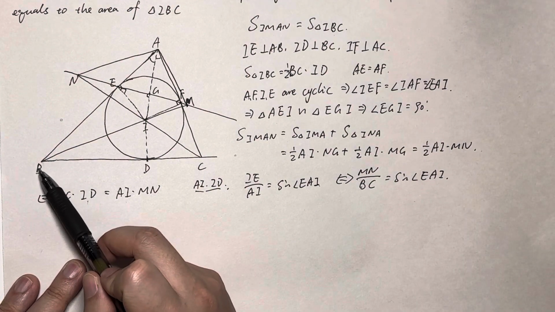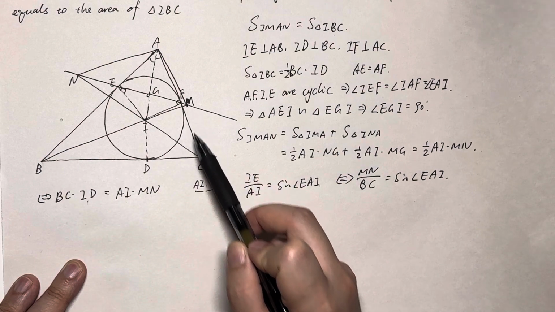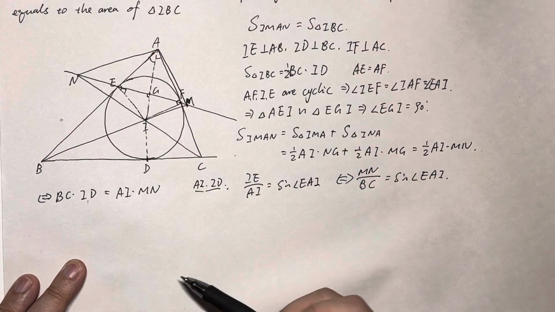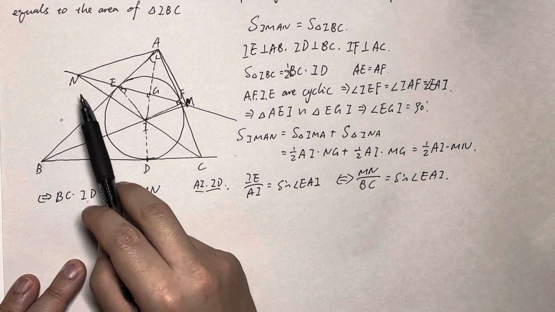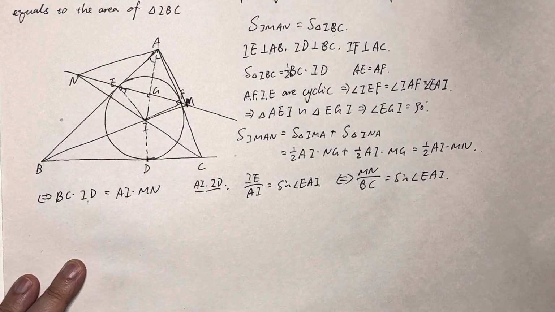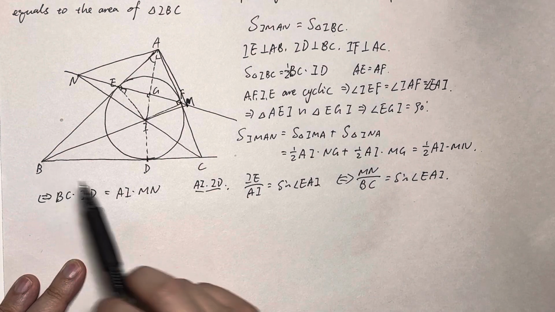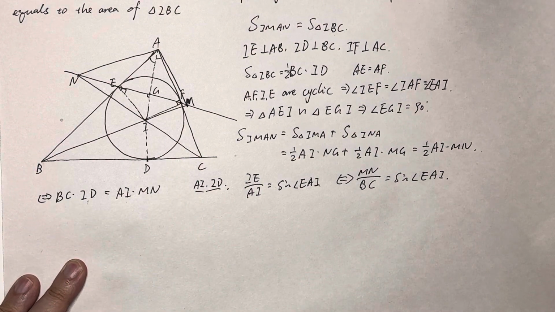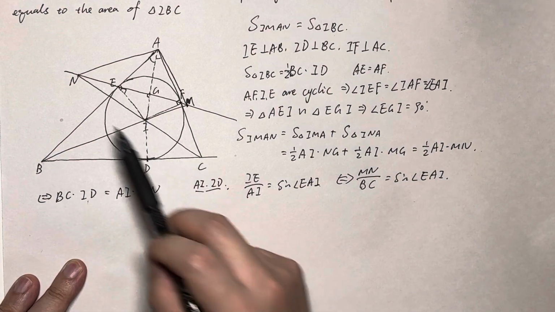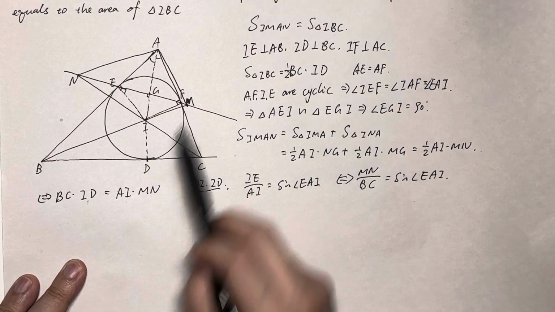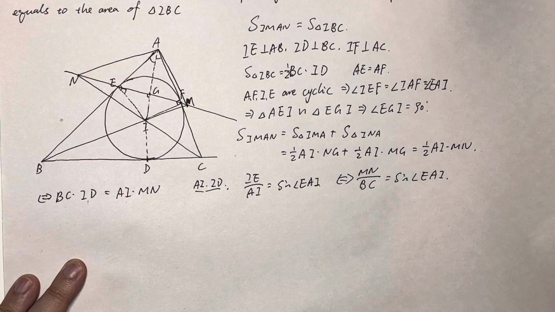And we know that B, I, M are collinear, and C, I, N are collinear. It gives us a hint that triangle NMI may be similar to triangle BCI, right? Because angle BIC equals angle NIM. So we just need to prove another pair of angles are equal.